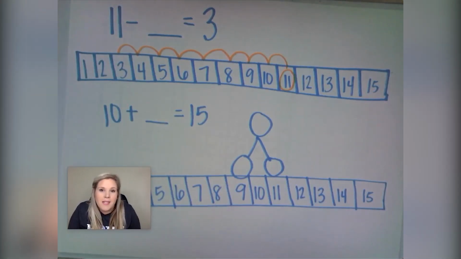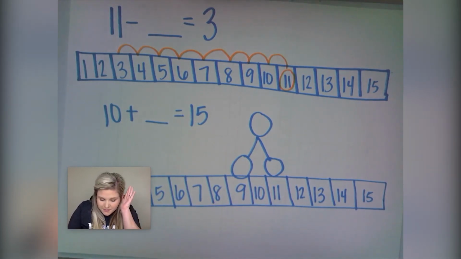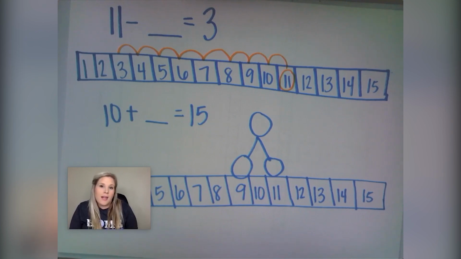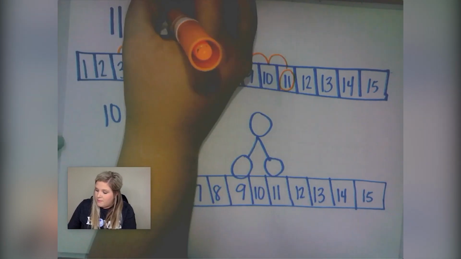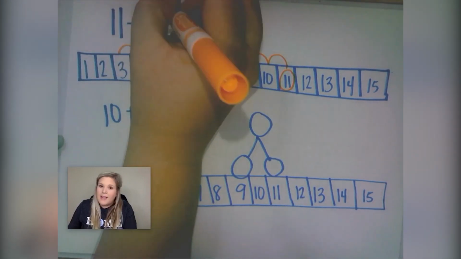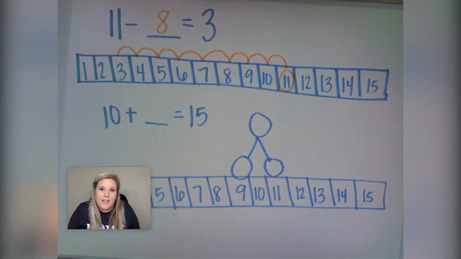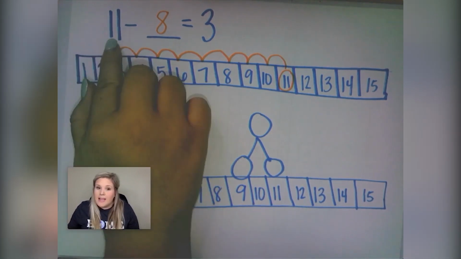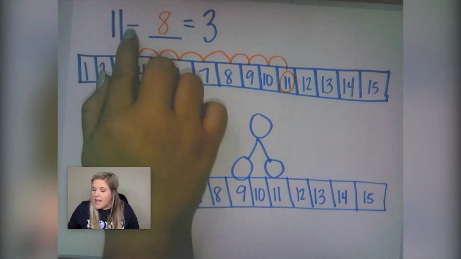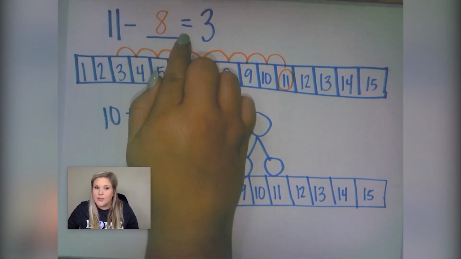How many hops did we have to take from the number 11 to the number 3? Absolutely. It took us 8 hops to get from the number 11 to the number 3. So I can write the number 8 in our equation to make it true. Now our equation says 11 minus 8 equals 3.